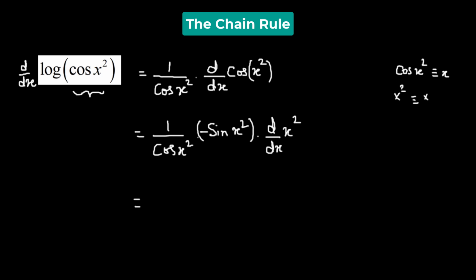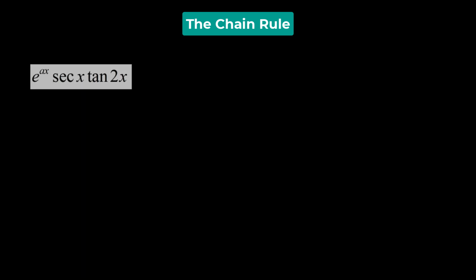So negative sine x squared over cosine x squared is going to give us tangent of x squared multiplied to the derivative of x squared, which is simply twice of x. So finally we have negative 2x times tangent of x squared. So this is the derivative of log of cosine x squared. Let's move on to the next question.